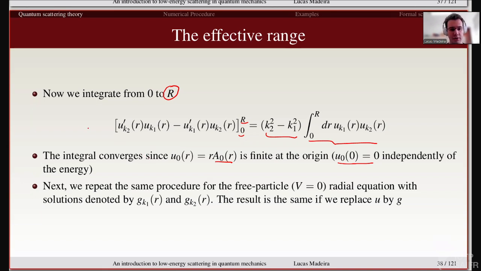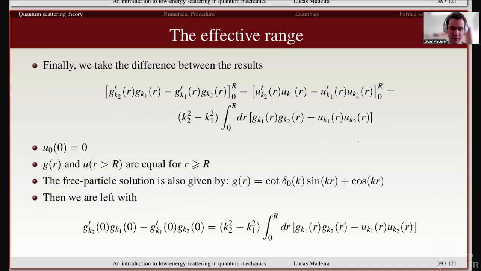Okay, so I got this equation by considering those two solutions with different energies. I can do the same thing if I consider the free case, the case where I don't have the potential in my differential equation. And the result is exactly the same if I come to this expression and replace everything that's U by G, G being the solution for the free particle. Okay. I know it's a lot of math. I'm not done yet, but so far, any questions? No. Okay.